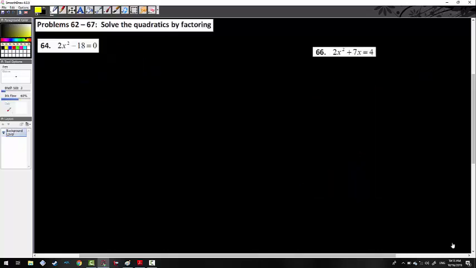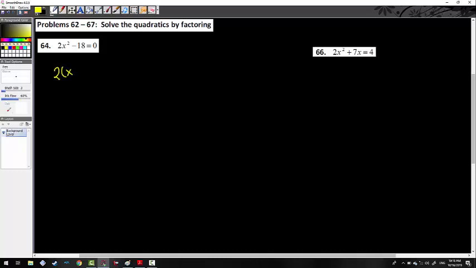So, we're on the next section here. Speaking of our good old buddy GCF, he is making his triumphant return in problem 64. 2x squared minus 18 equals 0. It almost looks like it should be a difference of squares. But how do I make it so? Well, I'm going to go ahead and factor out a 2.